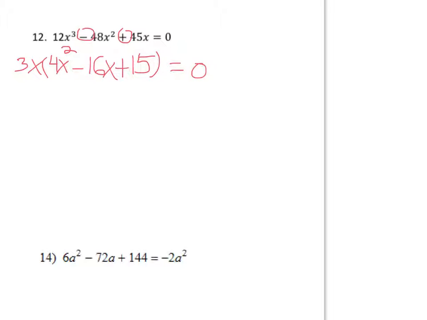Alright, and then again, I'm left with this quadratic. I can try factoring this into 2 binomials. I'm still going to bring down the 3x. And then I'm going to factor this into 2 binomials. Again, really, you do this by trial and error. Since this is 4x squared, I can have 1x and 4x here, or 2x and 2x. I think what winds up working is if I have 2x and 2x in each of these. So I'll put 2x and 2x.